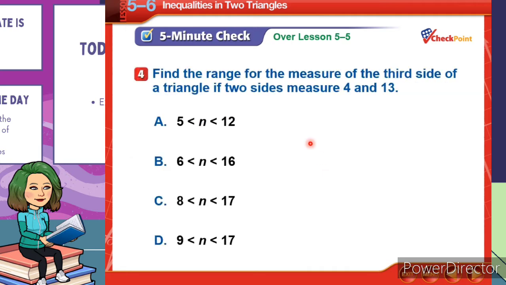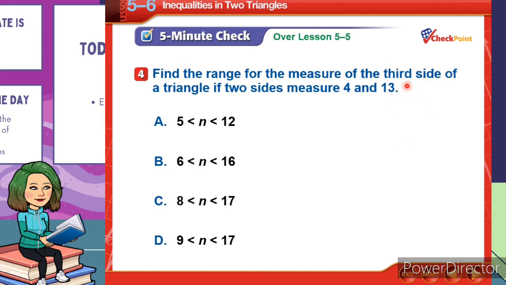So, how about this problem? Find the range of the measure of the third side of a triangle if two sides measure 4 and 13. So, dito given ang dalawang sides. Tinatanong tayo kung ano kaya ang possible. So, there's a lot of possible answers. Kaya hahanapin natin yung kanyang list or range. Ayan, tinatanong range. Ibig sabihin ng range, minimum to the maximum possible measure of the third side.